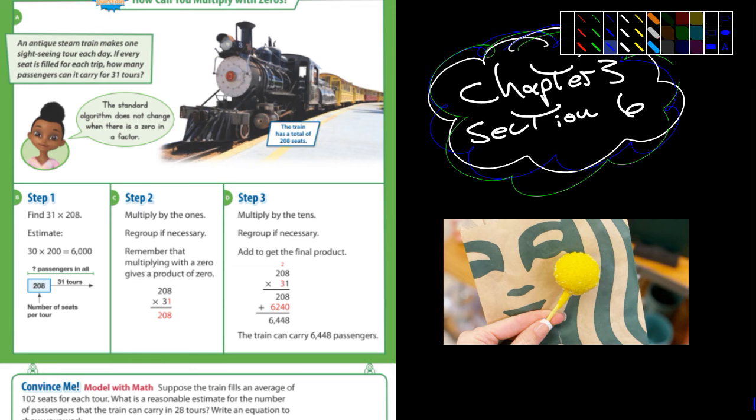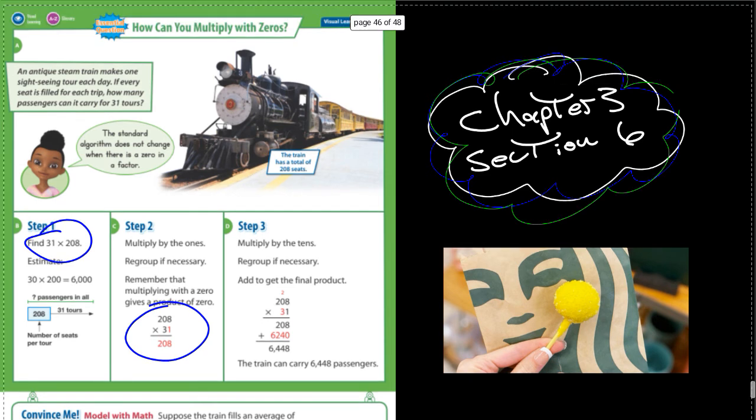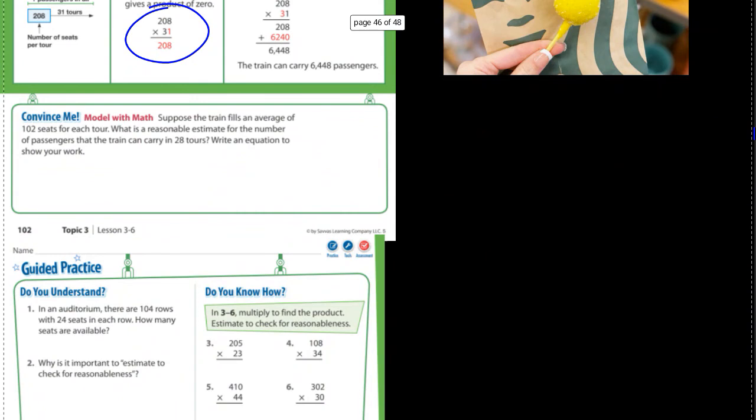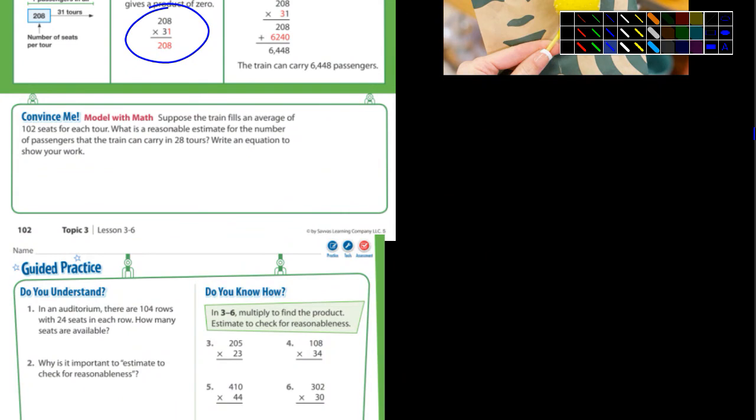Step 1, 2, and 3. Step 1, find 31 times 208, and then multiply them. And so I'm just going to go through this really quick and maybe do a couple problems with you. I'm not worried about the Convince Me. We're just going to skip that for now since we're kind of tight on time today.